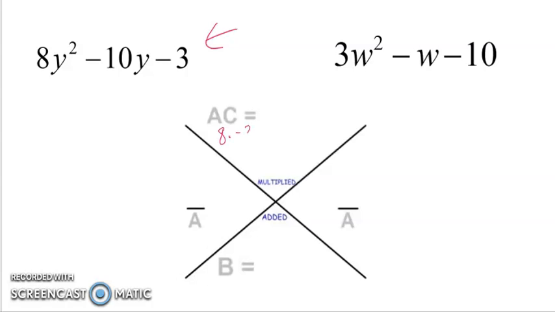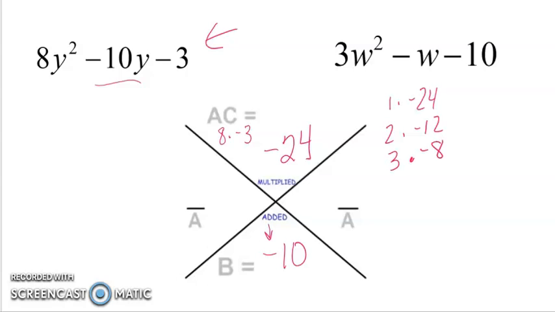Alright, 8 times negative 3 gave you negative 24. B is negative 10. So terms of 24, since this is negative, we know the bigger number's got to be negative. 2 times negative 12, 3 times negative 8, 4 times negative 6. These are our factors. Now we want to look at what we have, and we need to have a negative 10 when we combine them. So 2 minus 12 is negative 10. So we're going to use 2 and negative 12.